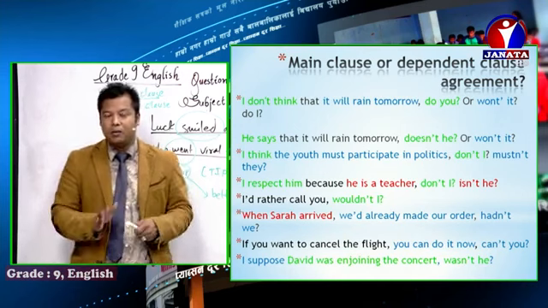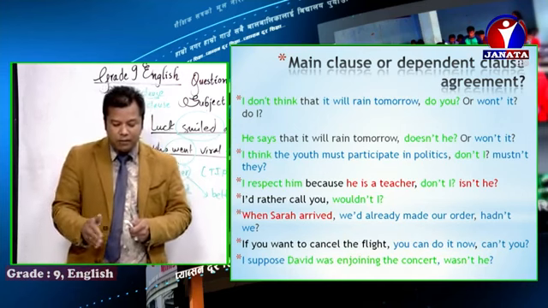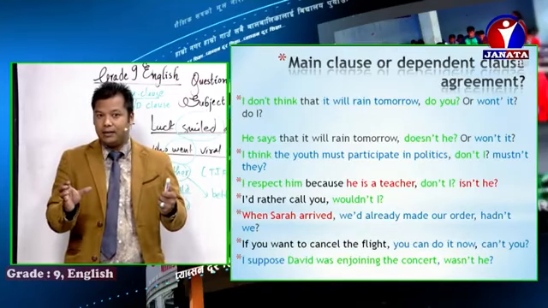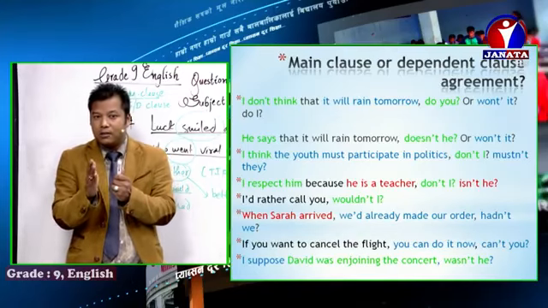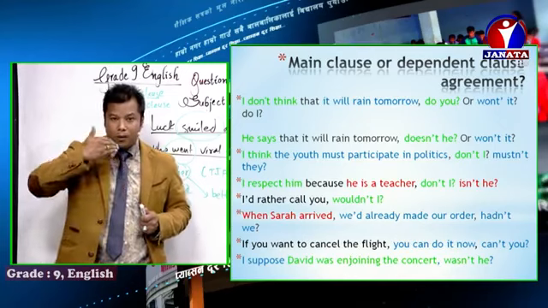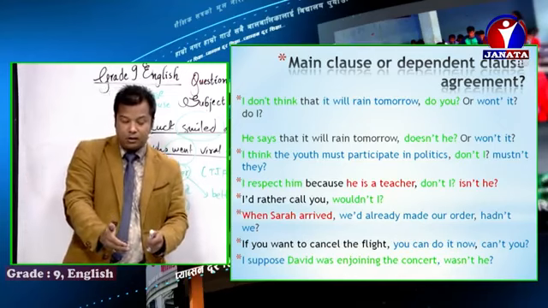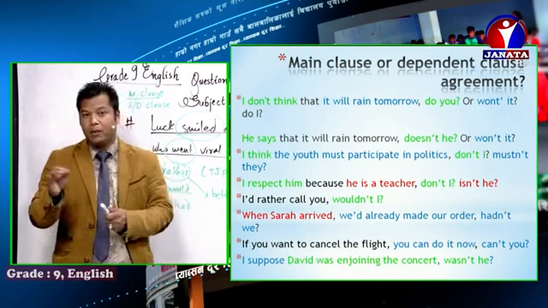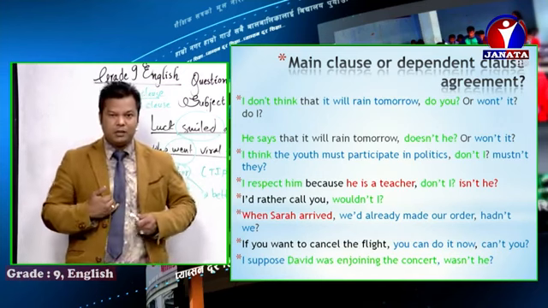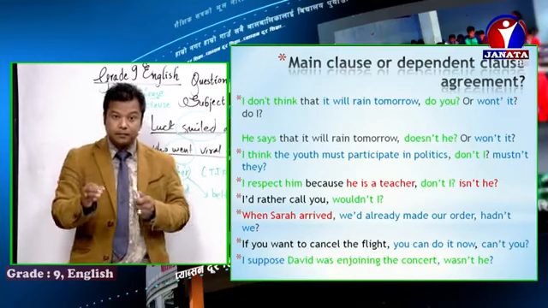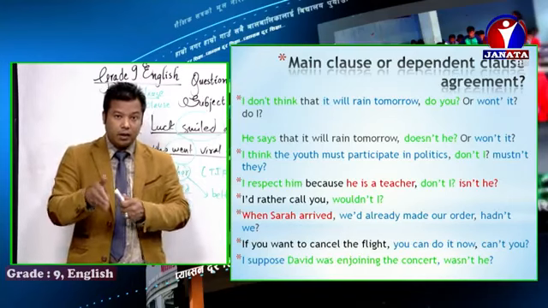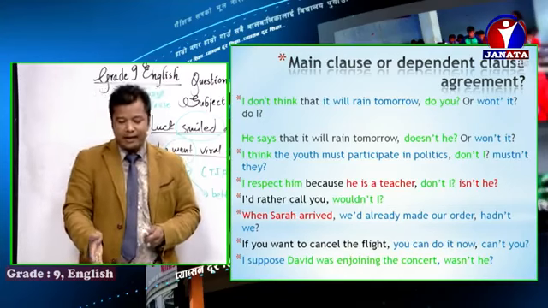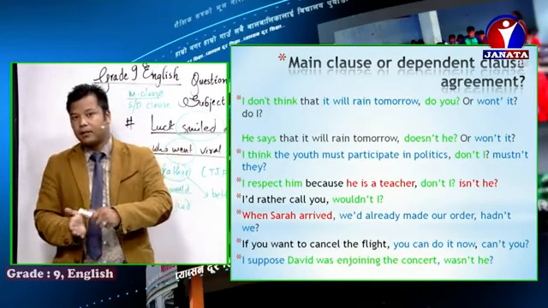And the last one, I suppose, is similar to I think, I don't think, I imagine, I fancy, I am wondering, whatever you say. I suppose David was enjoying the concert. Now, what is the main idea here? Is it supposition? Or you're talking about something that David was doing, like David was enjoying the concert, because this is the primary focus I am giving as a speaker. I would want you to agree or disagree with this. So I will make the tag accordingly, and that is, wasn't he?